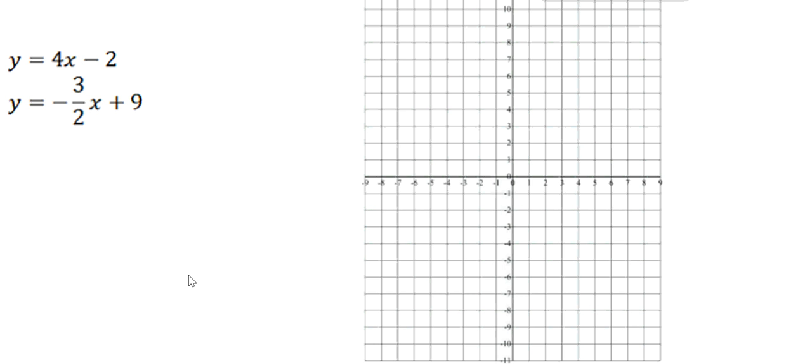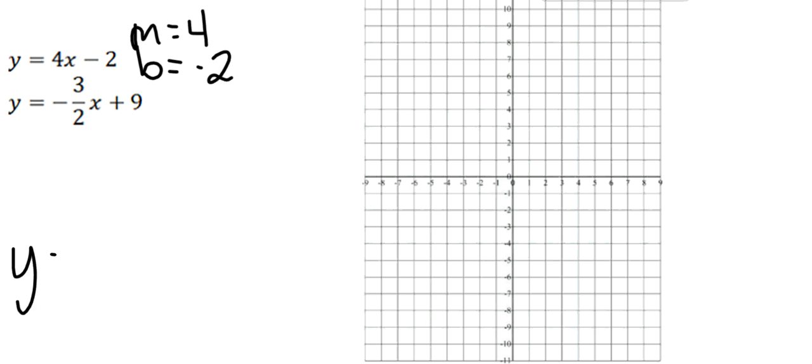The first problem we have is y equals 4x minus 2 and y equals negative 3 over 2x plus 9. In this situation, they are both already solved for y, so we just need to go right into graphing them. For the first equation, y equals 4x minus 2, my slope is 4, and my y-intercept is negative 2. Remember, we pull that from y equals mx plus b, the slope-intercept form. So my b is my starting point, so I'm going to start at negative 2 on my y-axis, and I'm going to go up 4 and to the right 1. And I'm going to do this several times.